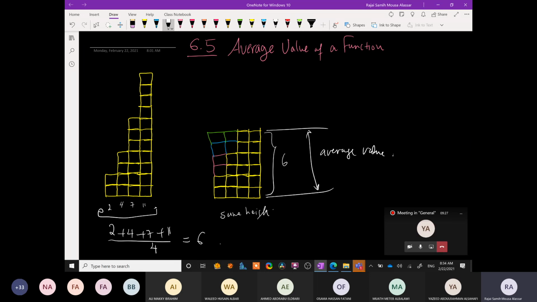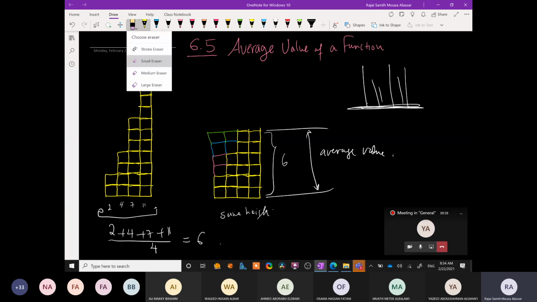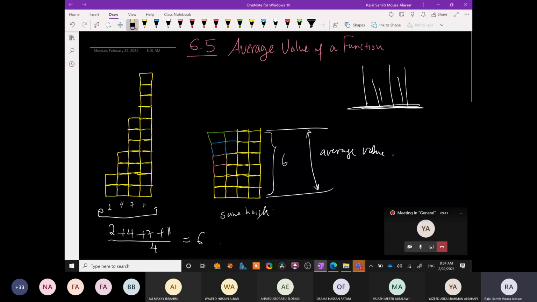So we add the individual heights, this height with this height with this height with that height, and we divide by the number of heights here. This looks like a rectangle. So a rectangle actually has a base here, which is, let's say, A, and this is B. So the area of that is just AB. Of course, if you want to divide this by blocks, it doesn't really matter. So it's just A times B.